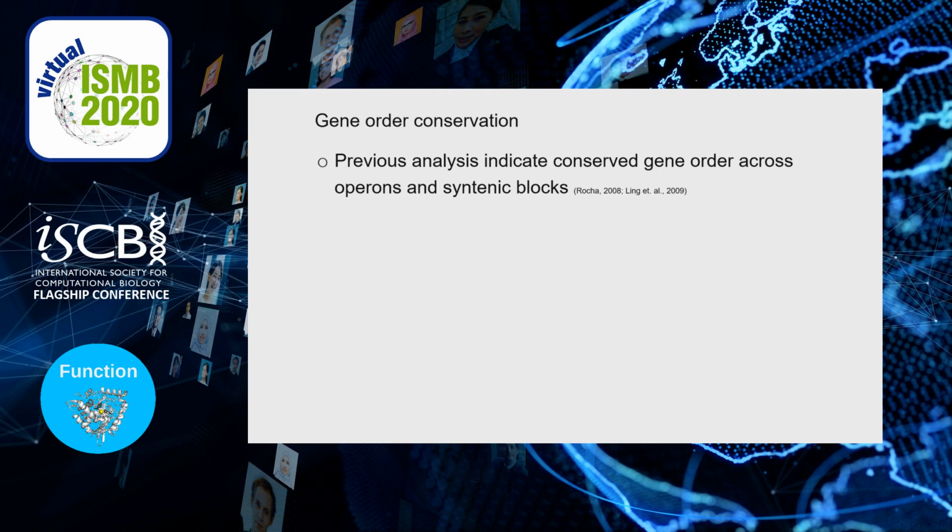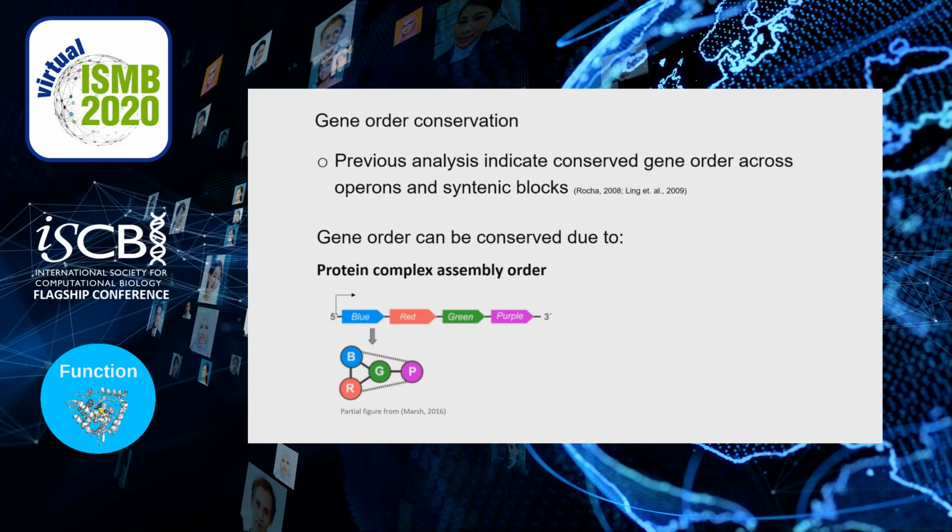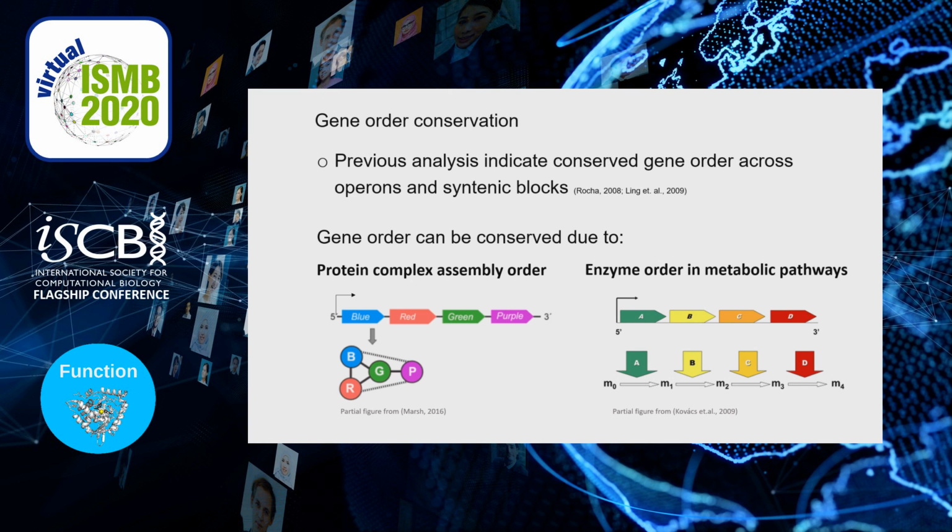Some previous analysis suggested that the order of genes in an operon or in a syntenic block is often conserved. Some explanations for gene order conservation is that gene order is optimized for ordered protein complex assembly or for the performance of consecutive reactions in a metabolic pathway. Therefore, conservation of gene order can be used for the prediction of functional associations between genes.